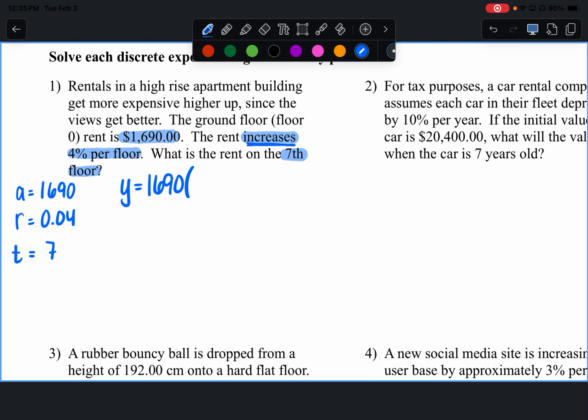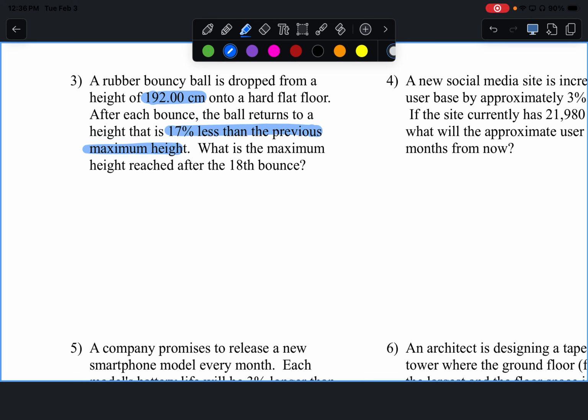But we're going to go ahead and look at question 2. Okay, so for question 2, a rubber bouncy ball is dropped from a height of 192 centimeters onto a hard flat floor. After each bounce, the ball returns to a height that is 17% less than the previous maximum height. What is the maximum height reached after the 18th bounce? Okay, so is that growth or decay? Okay, where it says less than, that tells us that.